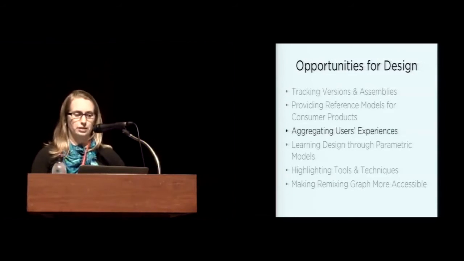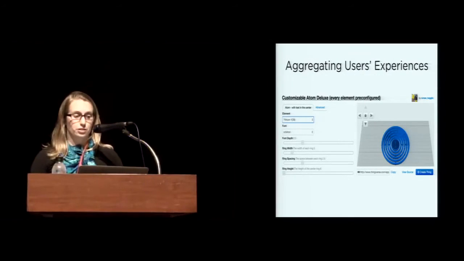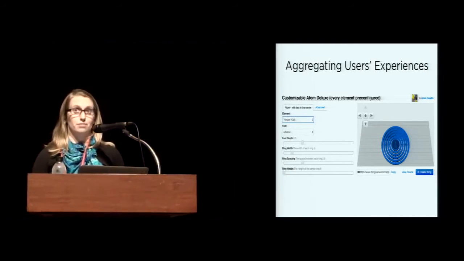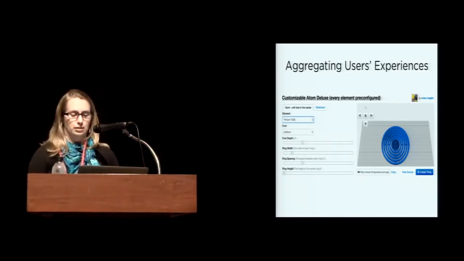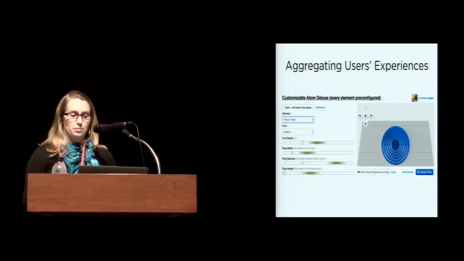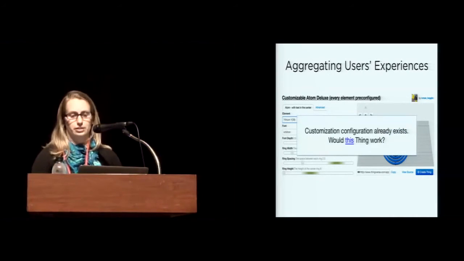So in our paper, we present many opportunities for design. We'll just highlight one, aggregating users' experiences. As we saw earlier with the customizer interface, users have no sense of what other people have done with customization, and so there's no clues as to what settings might be good, bad, or just not explored. So by adding subtle cues that indicate other users' settings, we might help people find better designs or even find an existing generated design that already works.